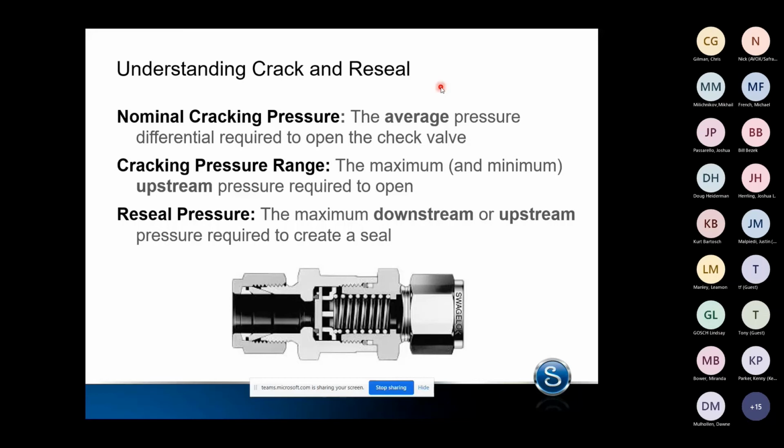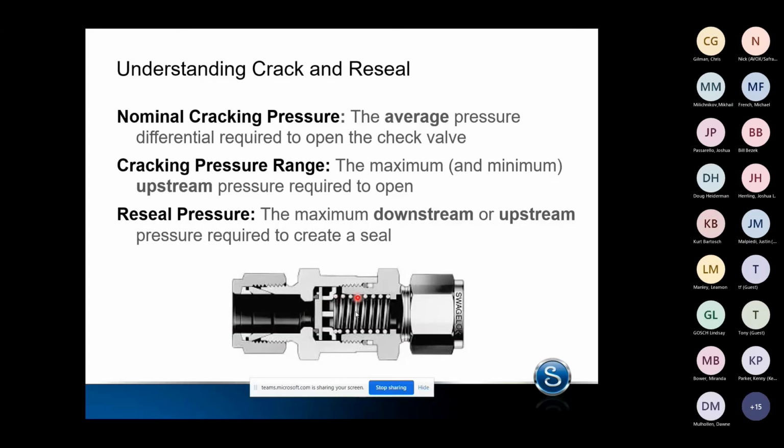There's also going to be that cracking pressure range. Obviously, that's identifying what your nominal cracking pressure is. The reseal pressure is going to be what is required to get this valve to reseat. So there's a pressure to open the valve, but there also needs to be a pressure to close the valve. And this can be one of two things, either a downstream pressure or an upstream pressure reduction.